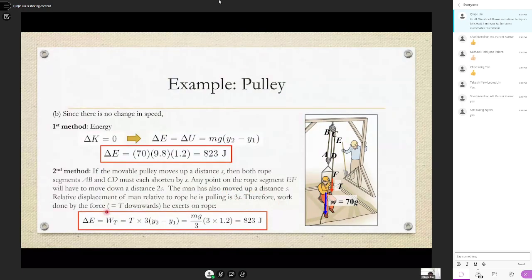Therefore, the work done by his force will be force times distance. Force is the tension that we have calculated in part A, times the distance. In this case, the distance will be 3 times the s that we are talking about here, which is 1.2. That's why we take T times 3 times 1.2. You will get 823 joules. So this is the work he is doing to the system. You take force times distance, and you will get the same answer also, 823 joules.